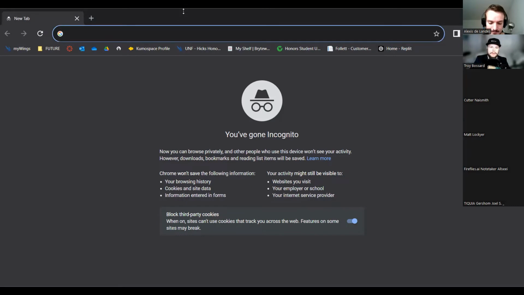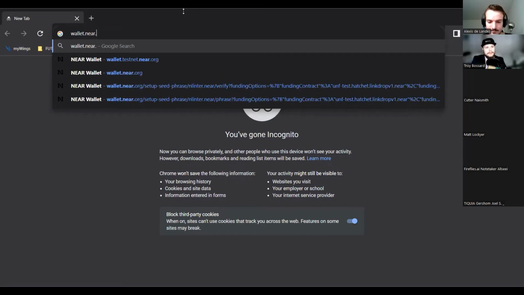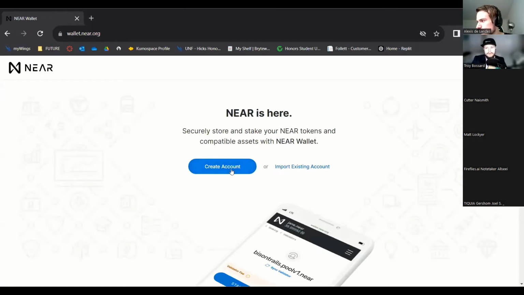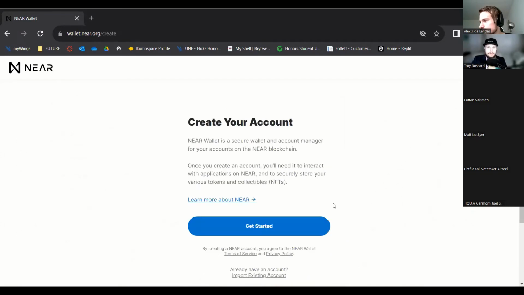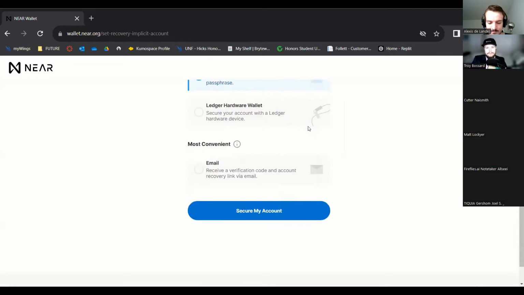So we're going to go to wallet.near.org to create a mainnet wallet. Go ahead and hit create account, and please feel free to follow along with me. Hit get started, and this page will bring you to choosing a security method.